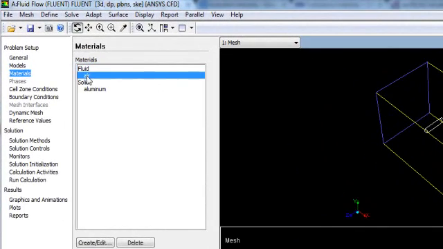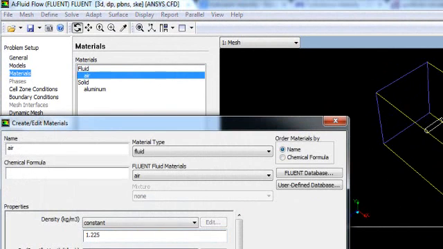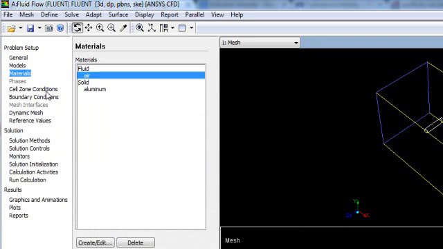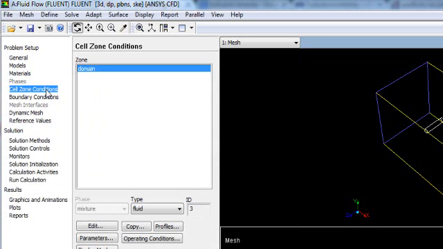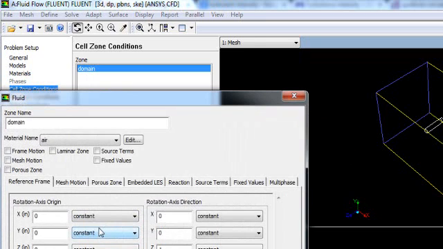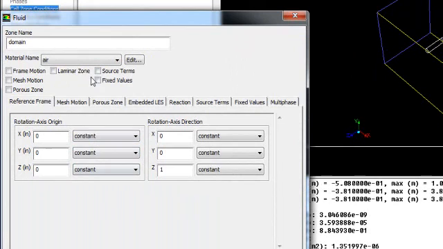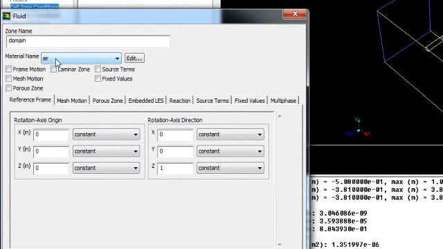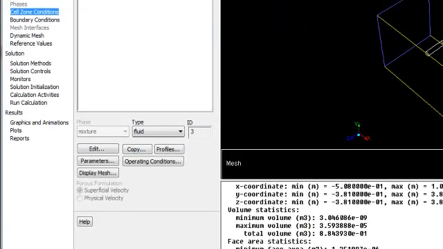Here our material, our working fluid is air, so air is selected. You can check the property of air here. If you think these properties are okay, then you can close it. Then go to cell zone condition. We have a single domain, so that's why we have a single zone, and the type of this zone is fluid. If you go to edit, you will see the parameters. The material is air. We don't have any frame motion or mesh motion or porous zone, so nothing is selected. Then you select the OK.